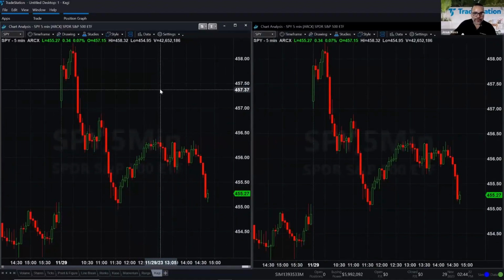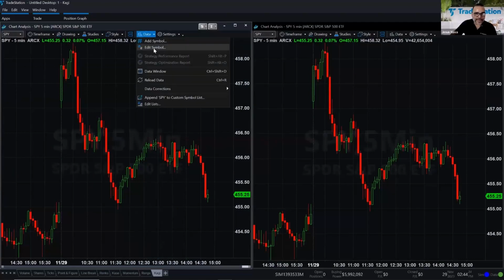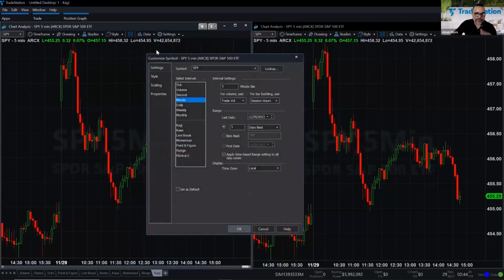Both charts are set to 5 minutes. So let me go to data, edit symbol on this chart on the left-hand side. I'm going to set it to Kagi. Kagi also has a reversal amount. I'm going to set that to 3. I'm going to set it to a fixed price.